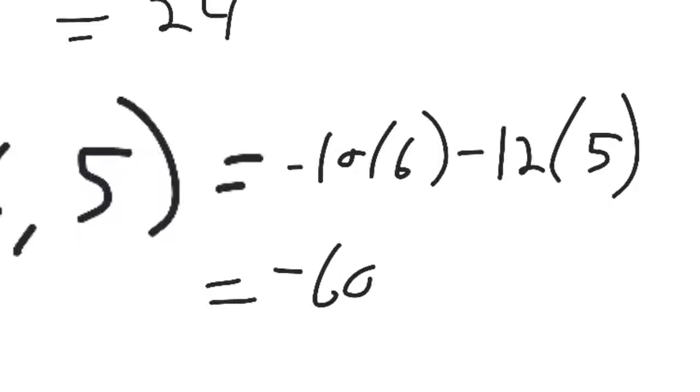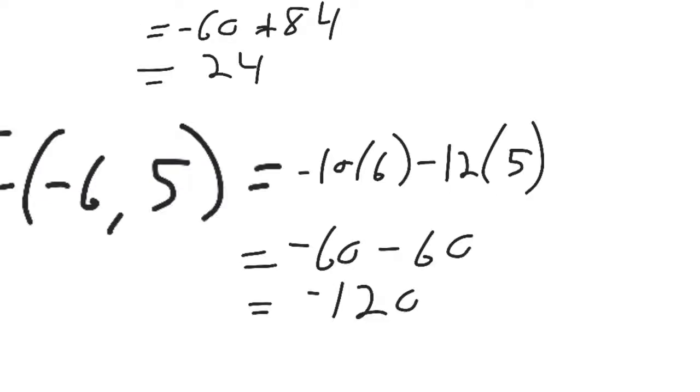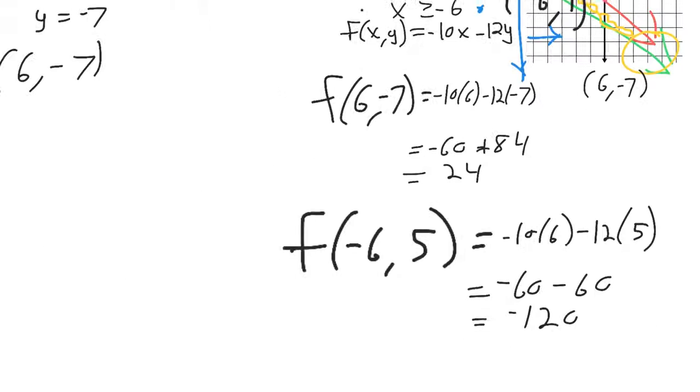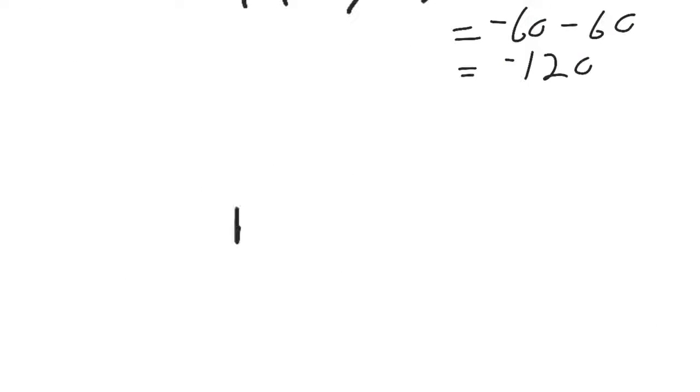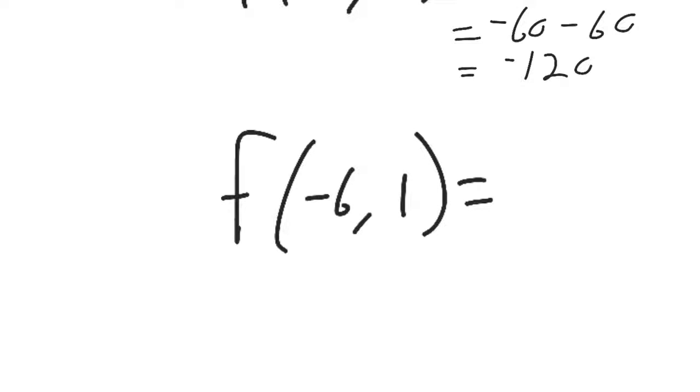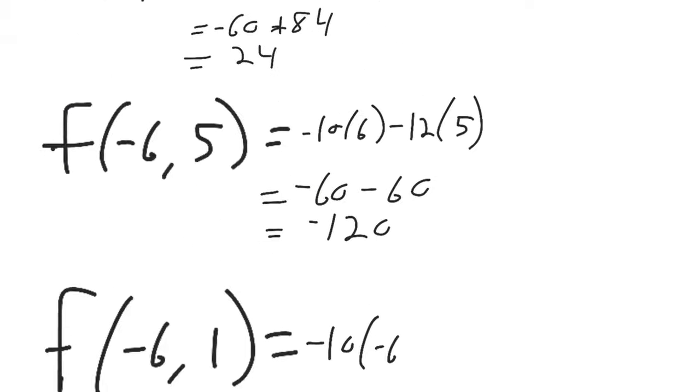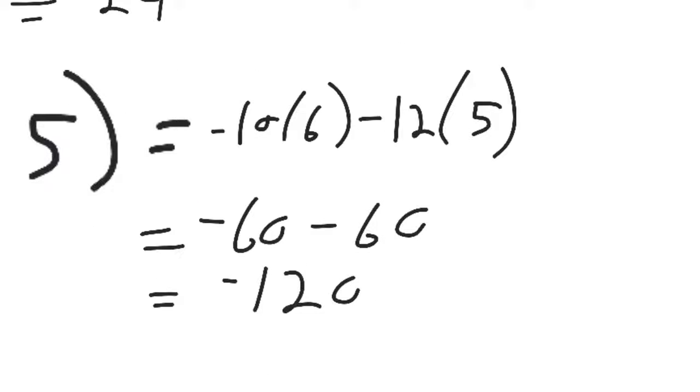Get -60 minus 60. So that gives you -120. So far, if we're asked to maximize, 6, -7 is the winner. Last one we haven't tested was -6, 1. So if you plug that in, -6 for x, 1 for y. Whoops, I just realized I made a mistake up here. I forgot to plug in a -6. That's why that was so low. So that would give us a positive 60 here. So it gives us 0 for this one.